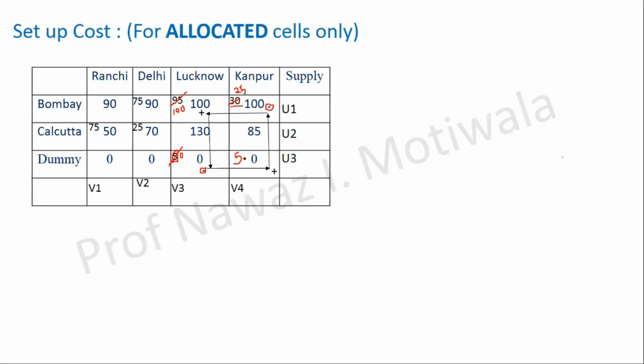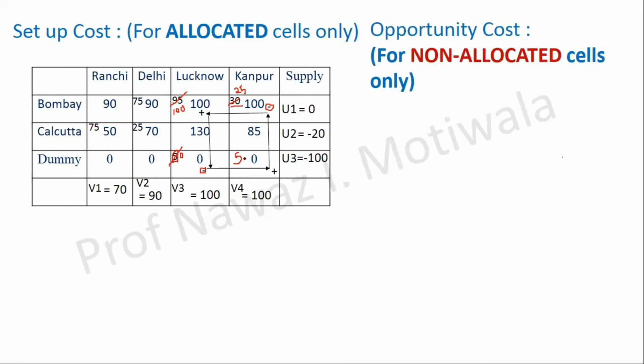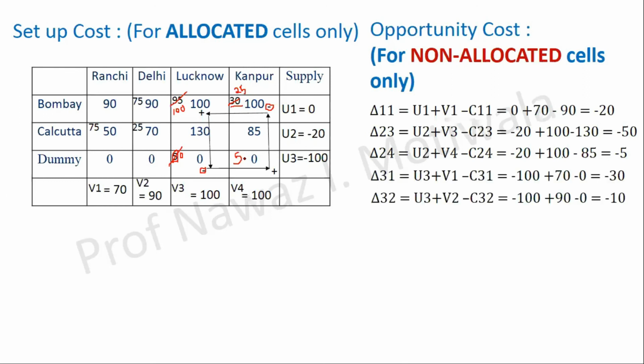Now again the same procedure, we have to find out U1, U2, U3, V1, V2, V3, V4 by the same procedure, exactly the same. Nothing new in that. And then you have to find out the opportunity cost. So opportunity cost for non-allocated cells only. After finding out the opportunity cost, now you can see there's this one. First you were getting 0 at the other part. Now I am getting 0 at delta 33. That means at this part.